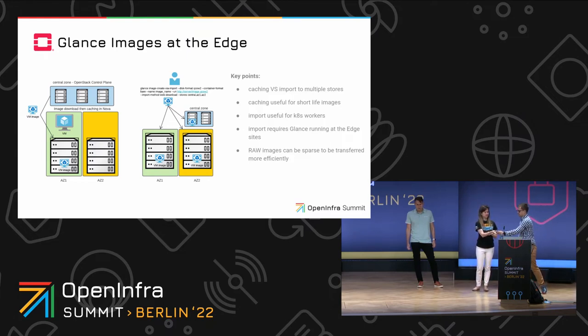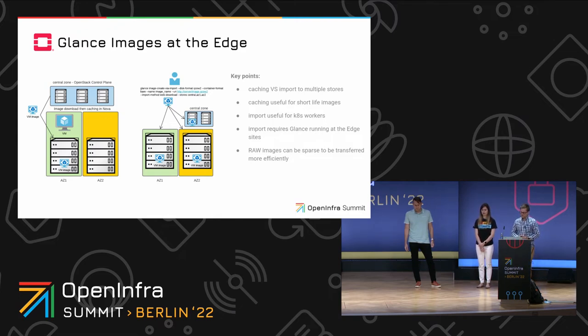Thanks, Maisa. So let's talk about storage a little bit. We have a few slides about storage. Let's start with Glance. Earlier, when we talked about the geographically distributed architecture, we talked about moving your data close to the workloads, and one of the data that you have, of course, is the Glance image for your OpenStack machines.